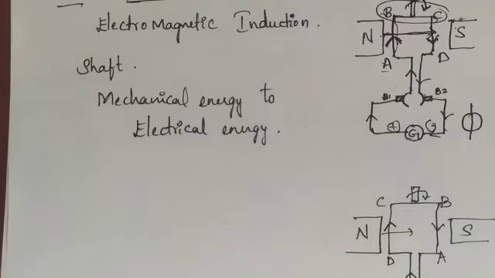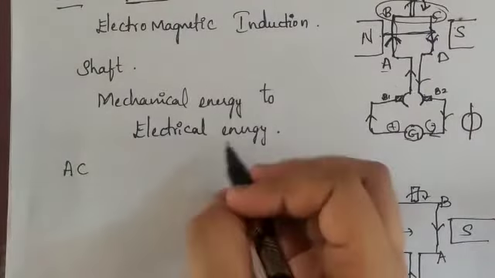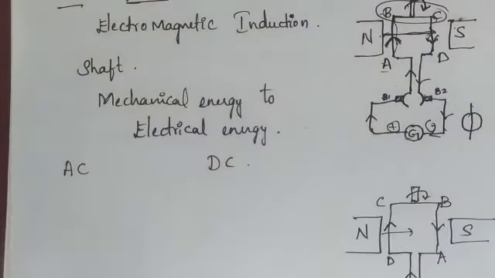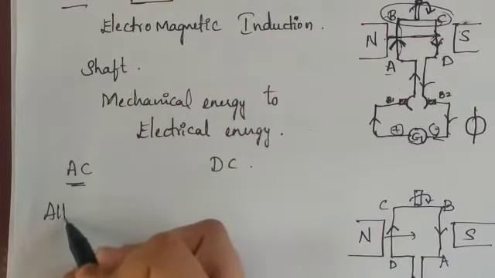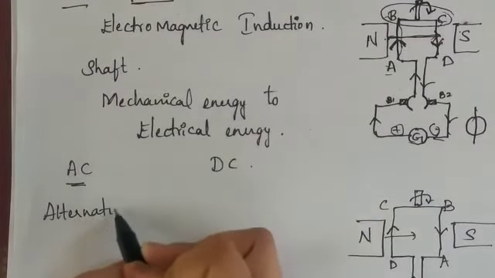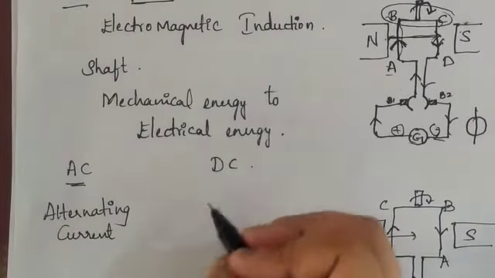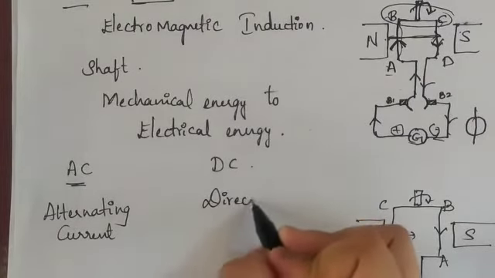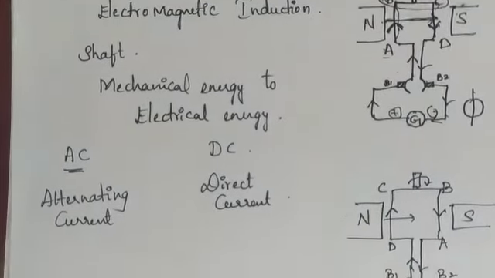Now, what are the things we have discussed? We have considered the AC generator and we have discussed the DC generator. Now, what is this AC generator and what is this DC generator? AC is nothing but alternating current, and DC is nothing but direct current. So what do alternating current and direct current mean?